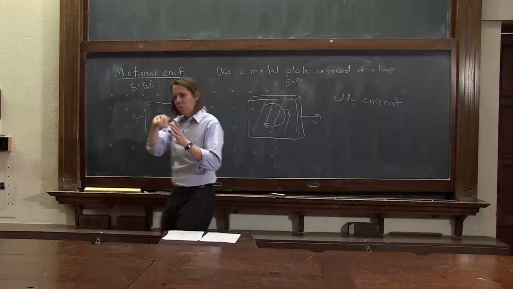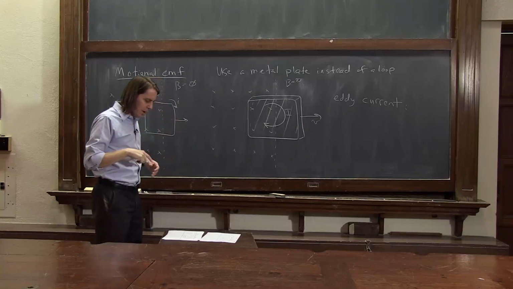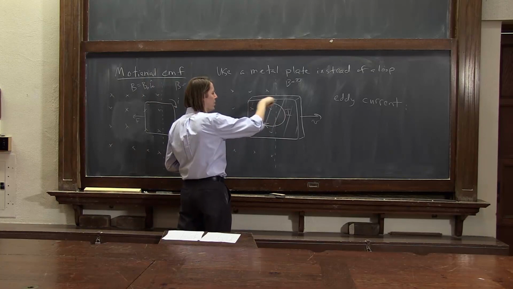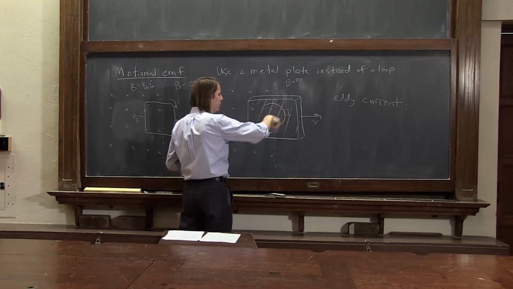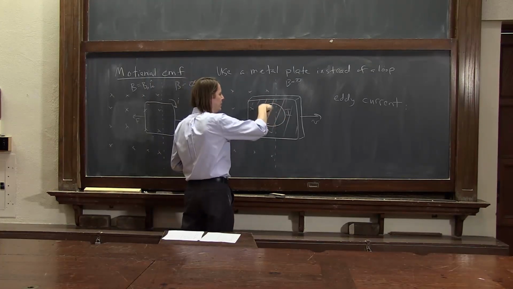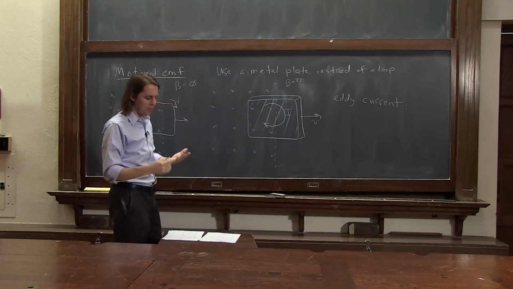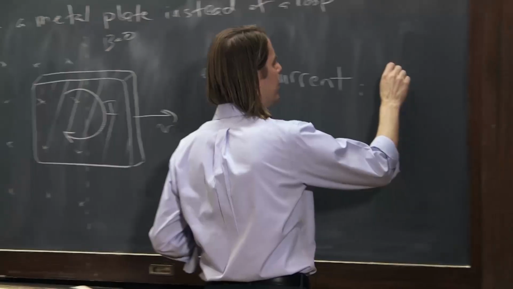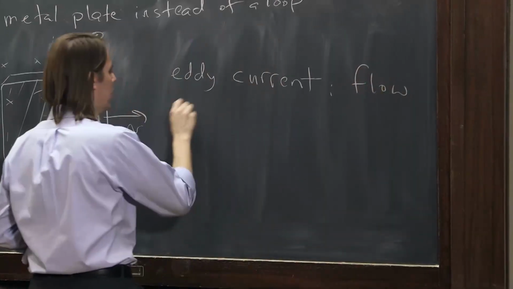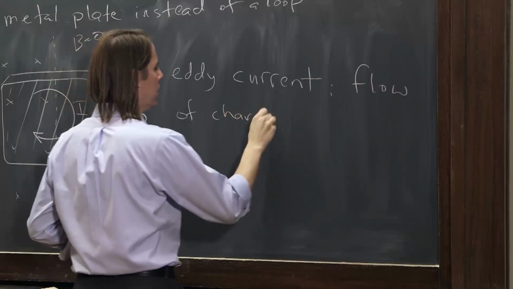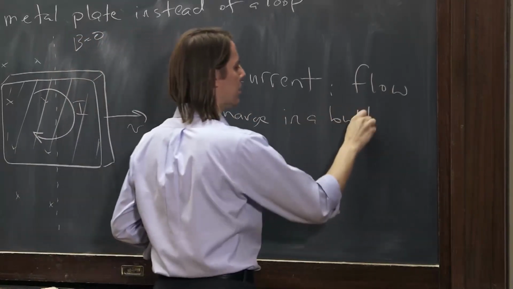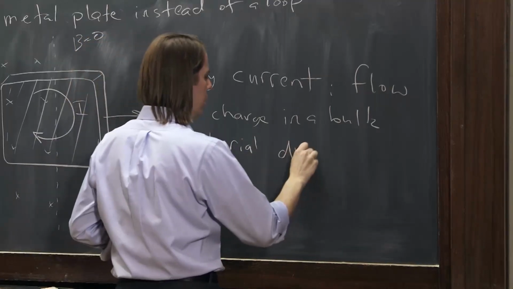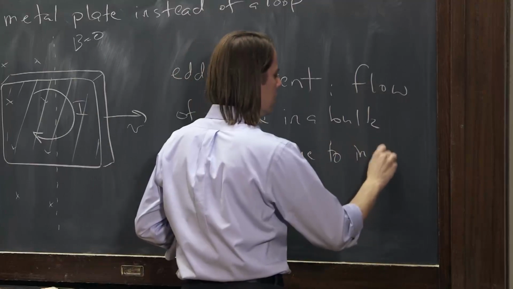It's called an eddy current because, like in water, an eddy current is usually a little swirling current, and that's what happens. There's no specific path of a wire loop to define the flow of charge or the flow of the current in a circle. It just swirls in a circle sort of all over the place. So that's where the name eddy current comes from. It's, let's say, the flow of charge in a bulk material due to induction.